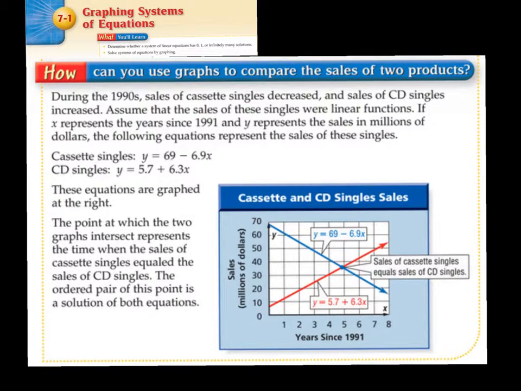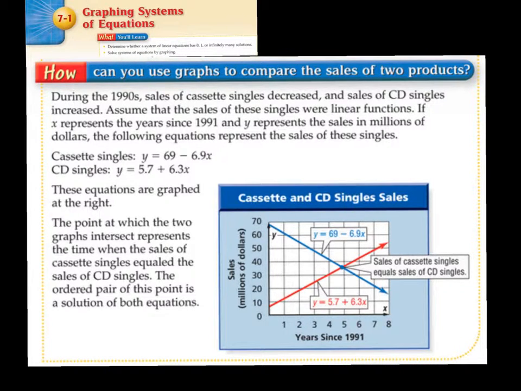During the 1990s, sales of cassette singles decreased and sales of CD singles increased. Assume that the sales of these singles were linear functions. If x represents the number of years since 1991 and y represents the sales in millions of dollars, the following equations represent the sales of these singles. Cassette singles: y equals 69 minus 6.9x. CD singles: y equals 5.7 plus 6.3x. These equations are graphed at the right.